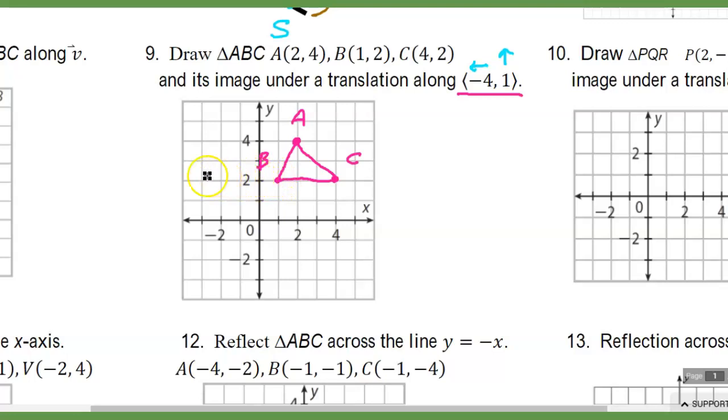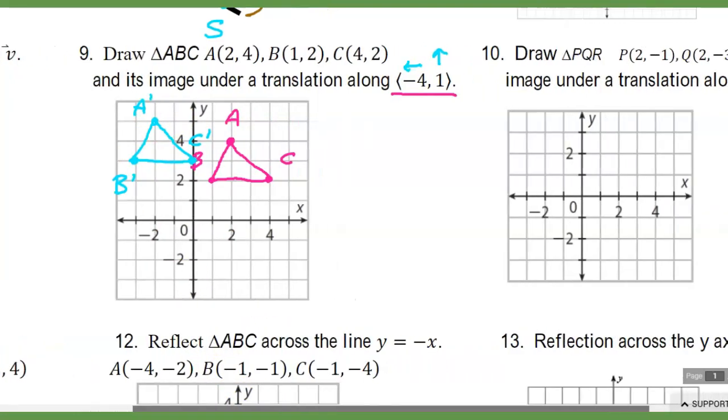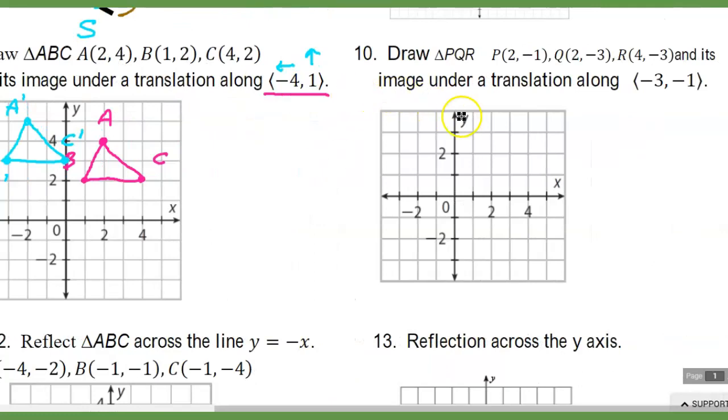1, 2, 3, 4, up 1. B prime. 1, 2, 3, 4, up 1. A prime. 1, 2, 3, 4, up 1. And here's C prime. There we go. There is our image of ABC. Okay, let's do just one more of the same for extra good practice.